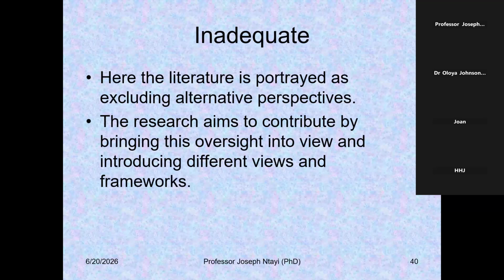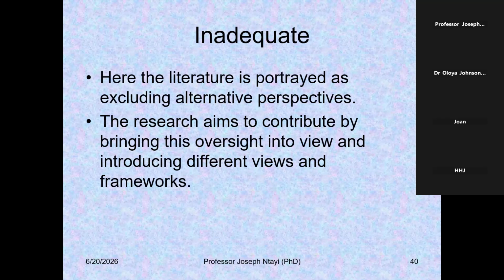So the other one that comes from Golden-Biddle is inadequate, right? Inadequacy here portrays literature, ladies and gentlemen, as limited because it excludes important perspectives, important contexts, important assumptions, or important explanatory frameworks. So you find that studies undertaken in that field have taken largely a positivistic paradigm, and they have not even thought about the constructivist element. That means the existing studies are inadequate in explaining because they overlook and ignore some of those perspectives. So that's why here literature is portrayed as excluding alternative perspectives.